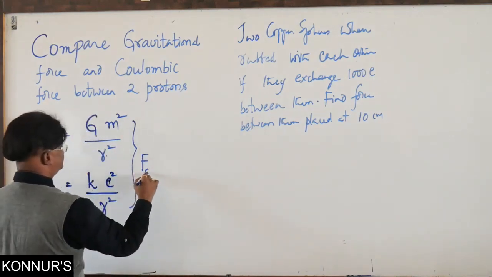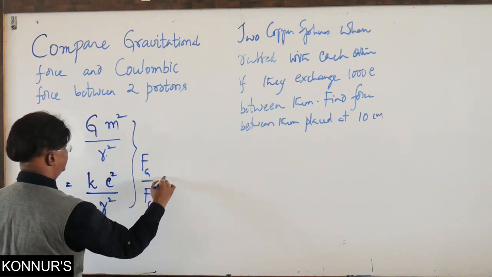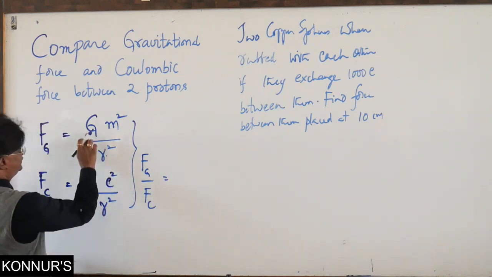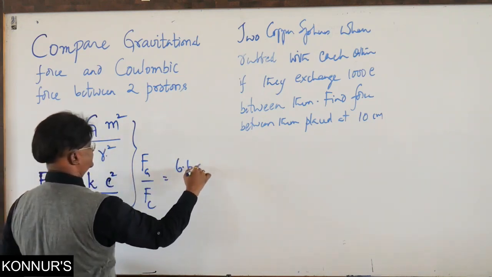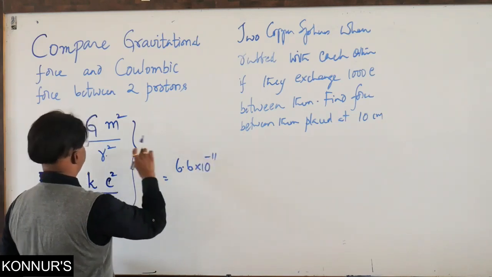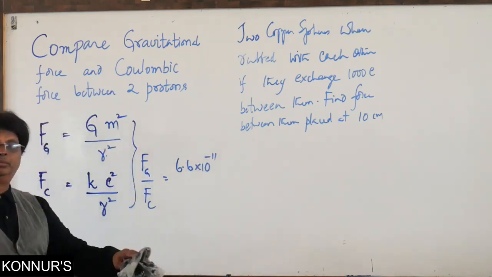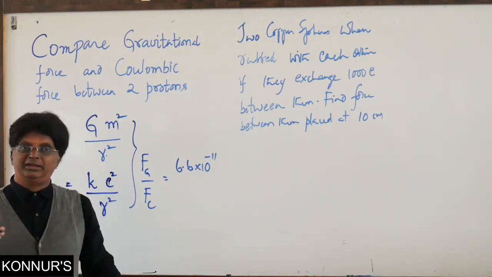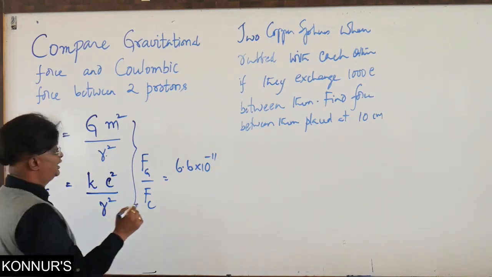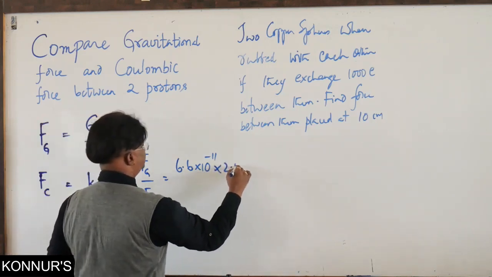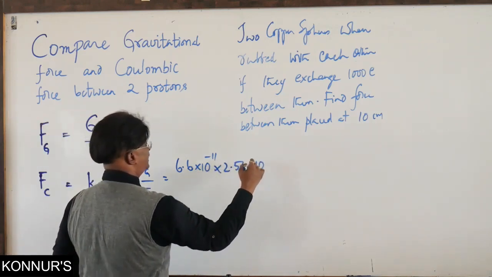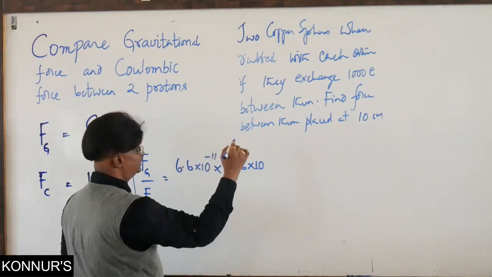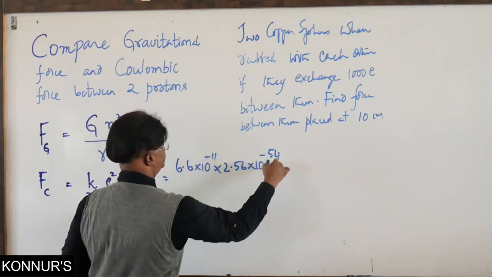Gravitational force by Coulombic force, r square is cancelled. G value is 6.6 into 10 raised minus 11, and as I told you, mass of the proton is 1.6 into 10 raised minus 27. 1.6 square means 2.56, right? Times 10 raised minus 27 squared, therefore you will get it as minus 54.